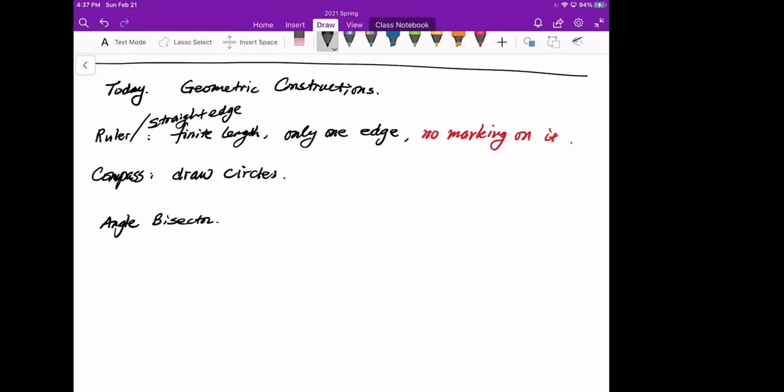What is an angle bisector? Suppose we have an angle here, right? And I want to get something between the sides that separates the angle into half and half, right? So that's the problem. I need an angle bisector. Okay, so how can we do this? I give everyone 30 seconds. Let's think of that.